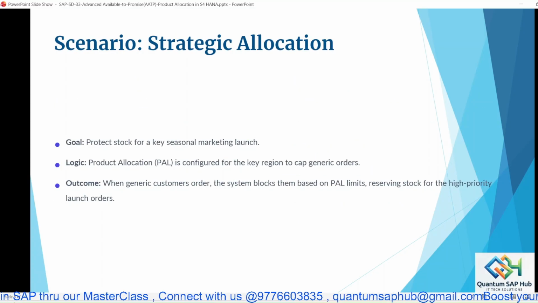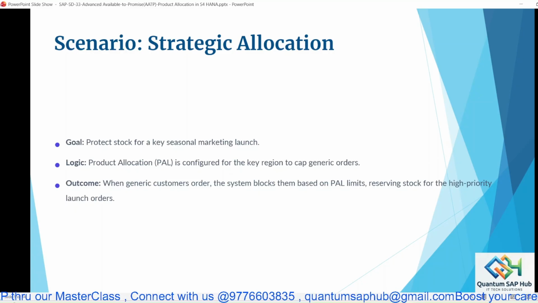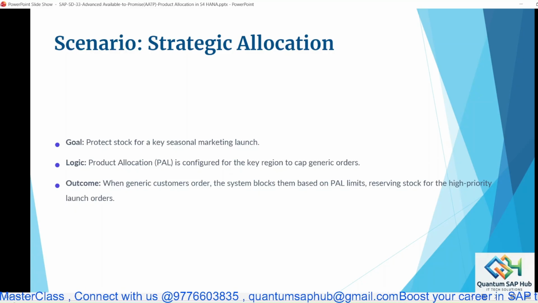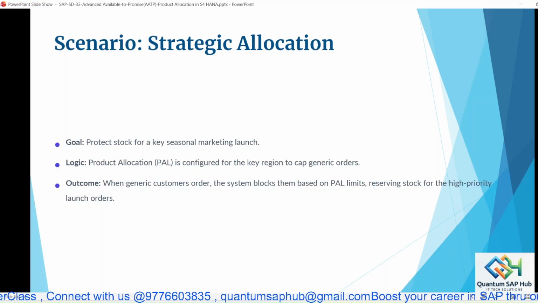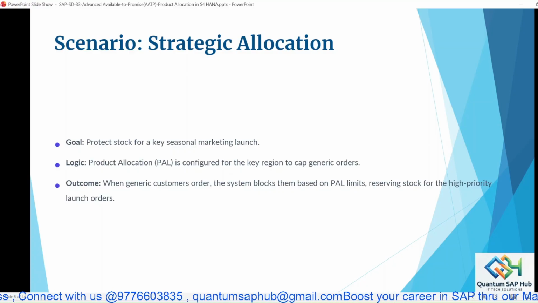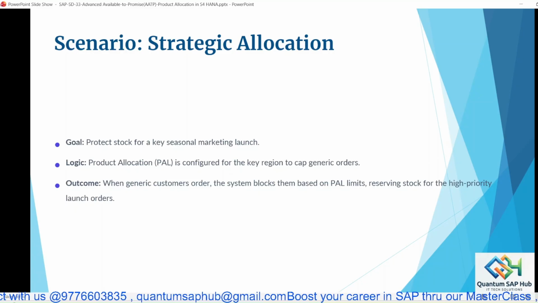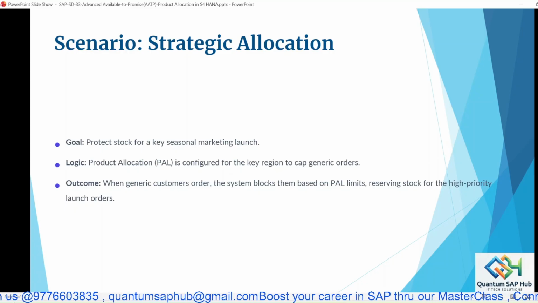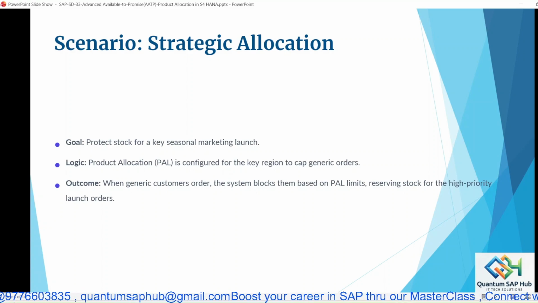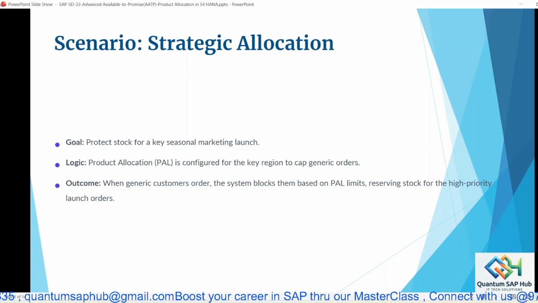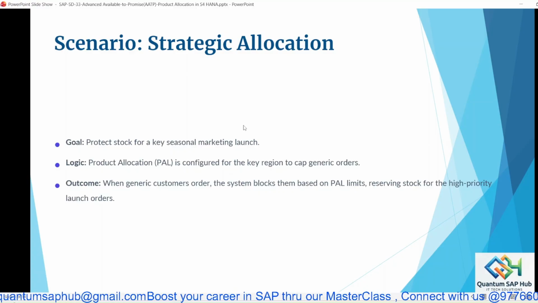So, the scenario where it is applicable: suppose you have to protect stock for a key seasonal marketing launch, and product allocation is configured for the key region to cap the generic orders. The outcome is that when generic customers place orders, the system blocks them based on PAL limits, reserving the stock for the high priority launch orders.